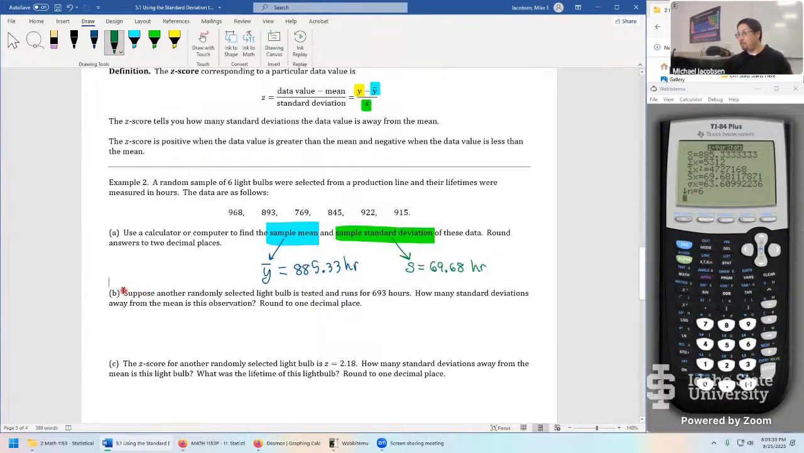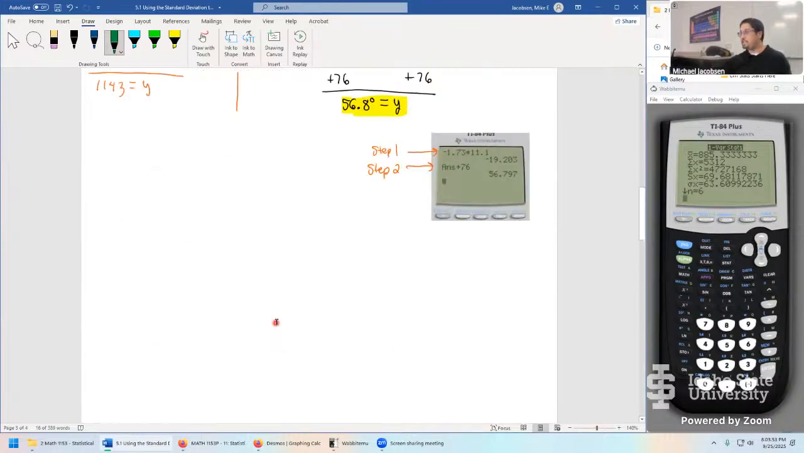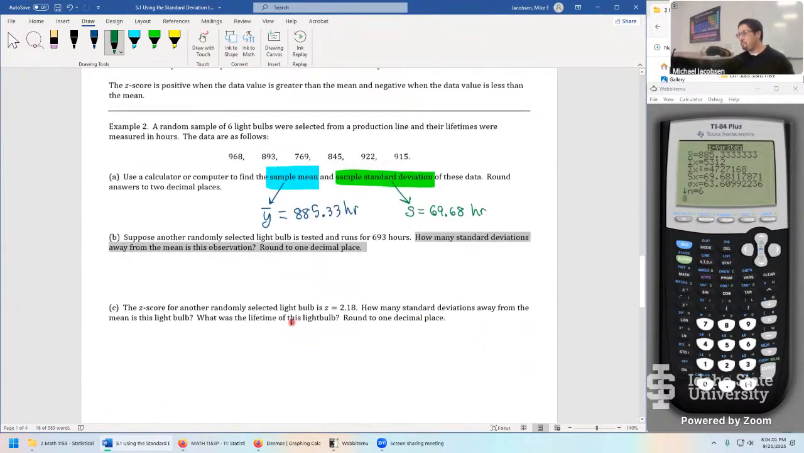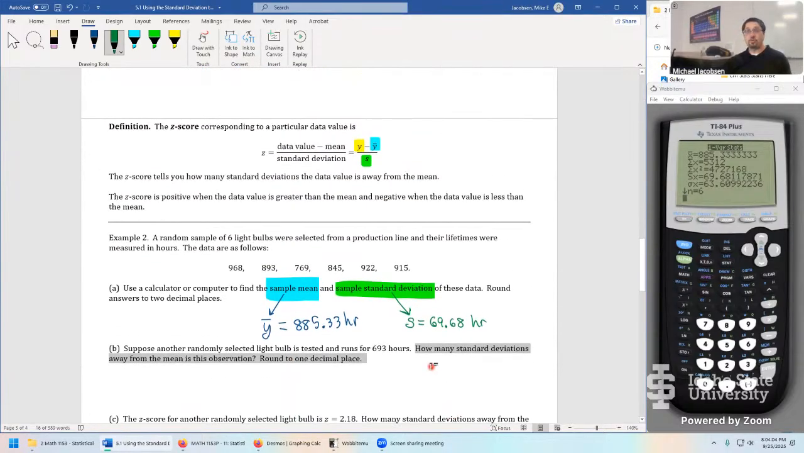So here's the next exciting part of the problem. Suppose another randomly selected light bulb is tested. This runs for 693 hours. How many standard deviations away from the mean is this observation? That's a confusing question, right? When we saw this kind of problem before, it just straight out asked us, calculate the z-score. And so we did. Notice how this problem is written. It says, how many standard deviations away? So what we have to know is, the z-score itself tells you that number of standard deviations.